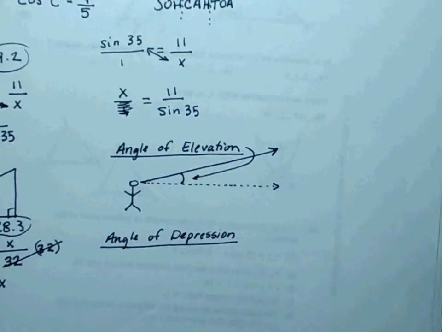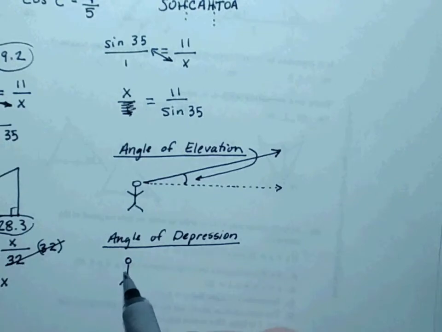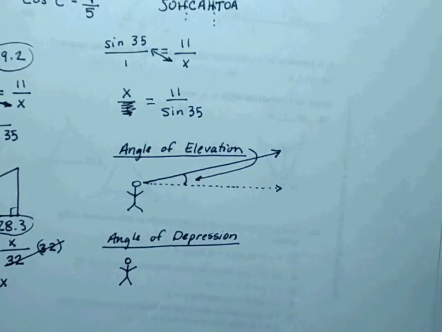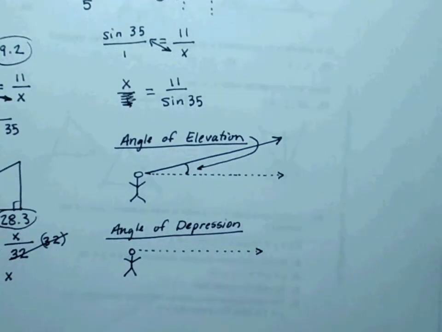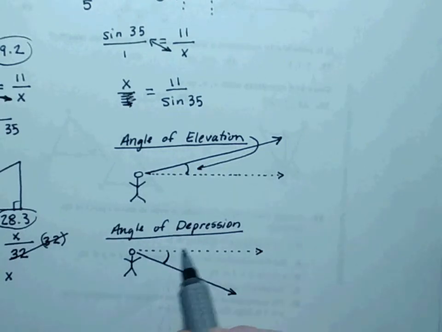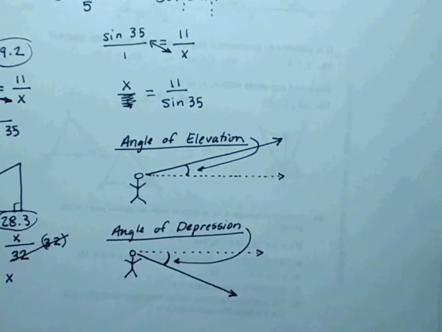Okay? Angle of depression. Right? Depression, when you're feeling depressed, you're feeling down. Okay? So if we have our horizontal line of sight, our angle of depression would be the angle if we were looking down at an angle like so. Okay? So this angle right here would be our angle of depression. Okay?